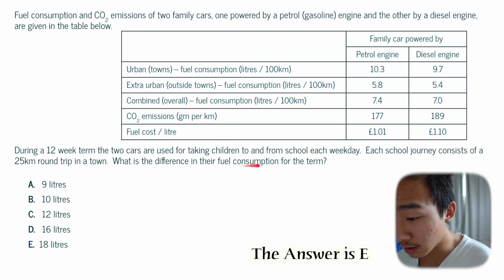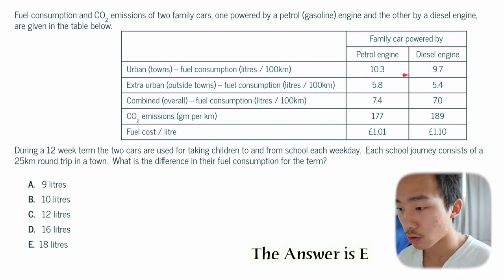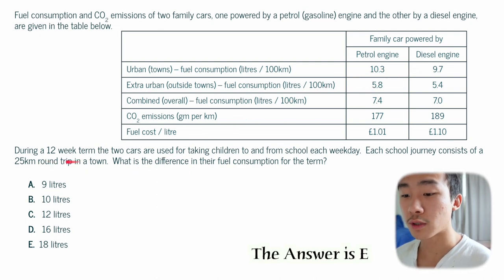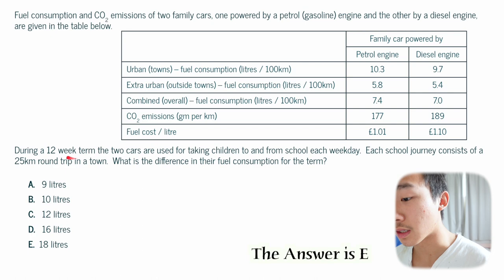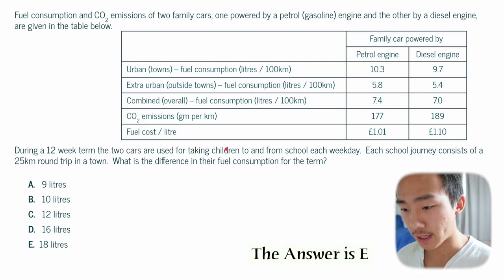And what's the difference in their fuel consumption for the term? Okay, so fuel consumption and their round trip in a town. So they're in a town that's over here, and that's the difference between 10.3 and 9.7, and that's 0.6. So you need to times 0.6 by 12, which is 12 weeks, and in each week they go to the school for 5 days, but it's a round trip, so we need to times another 2 as well.